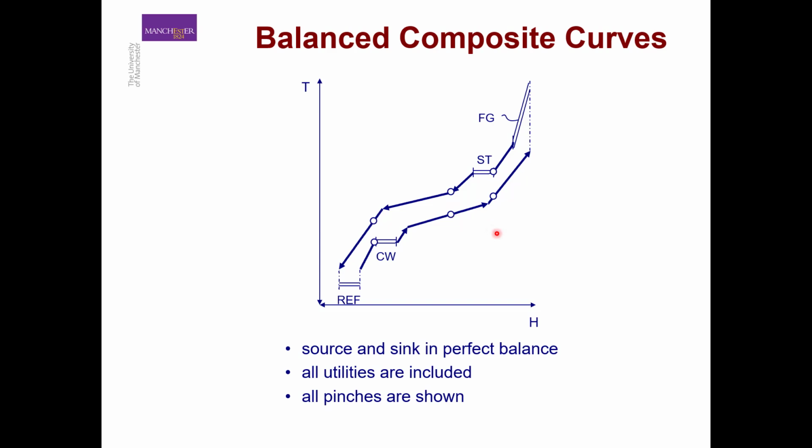Previously, for our traditional or normal composite curves, we designed above the process pinch and then below the process pinch. But now in this case, we will design above the first utility pinch, then in between the utility pinch and the process pinch, then below the process pinch, and finally below the second utility pinch. So we have four different sections where we need to design four different heat exchanger networks separately for each of these design regions.